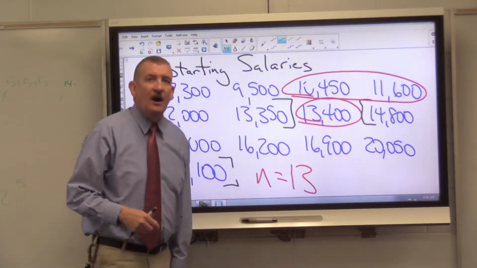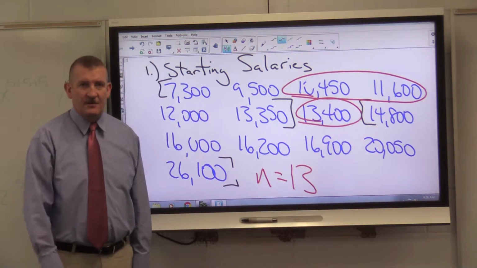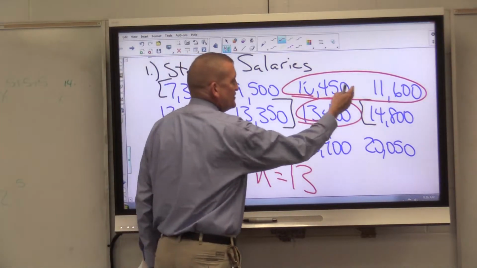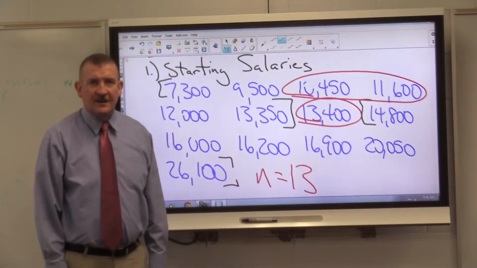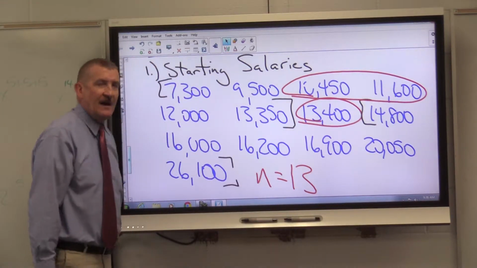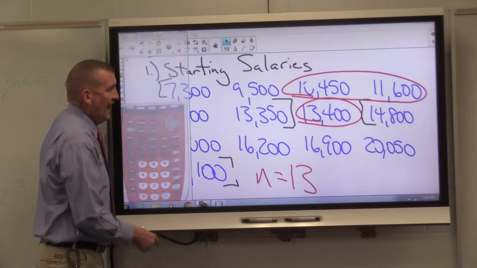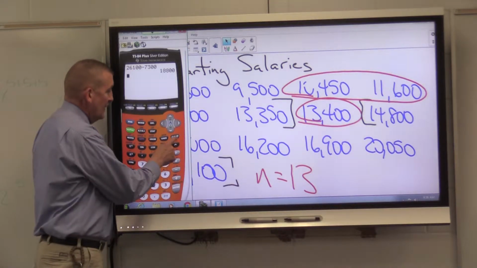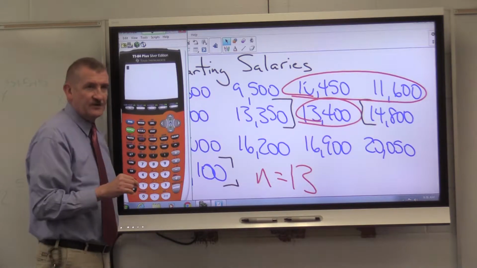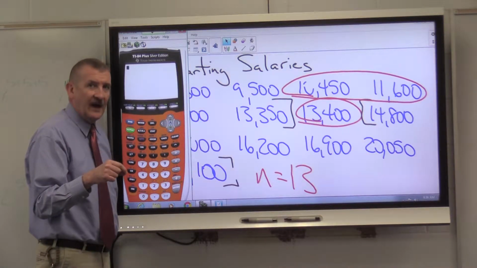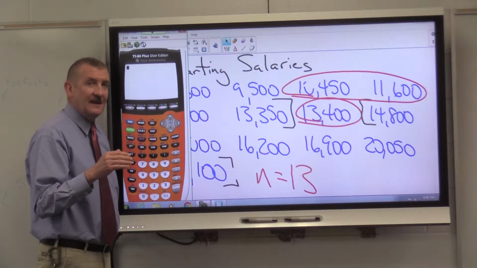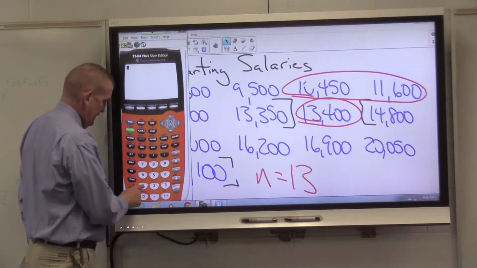The average of the two middle numbers. My two middle numbers in my lower 50% of my data set are 10,450 and 11,600. So now I can get my lower quartile by taking the average of those two. Remember, your lower quartile, or first quartile, is the median of the lower 50%.